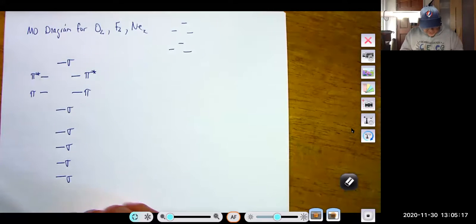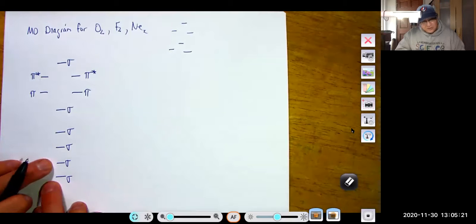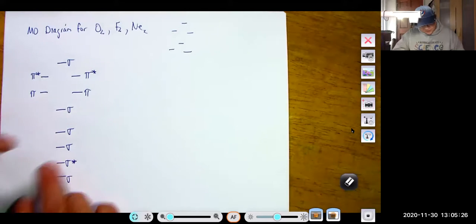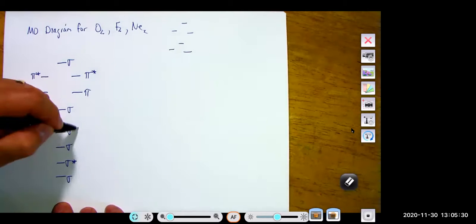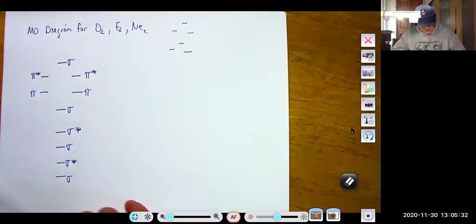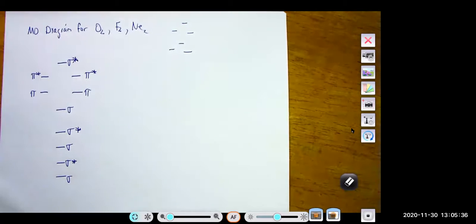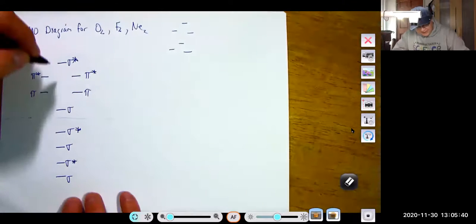Okay, let's look at these two on the bottom. Which one is the star? The top one. How about the next two? Which one's the star? The top one. How about the next two? Which one's the star? The one at the very top. There you go. Now, these guys are all 2p's.